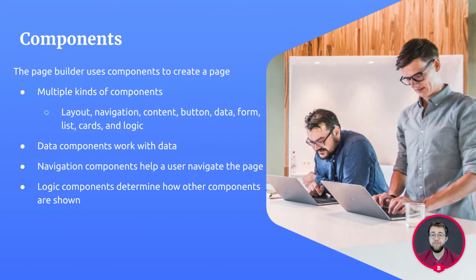Components. To create a page, the Page Builder uses all sorts of components. These components can be separated in the following kinds: layout, navigation, content, button, data, form, list, cards, and logic. The components are pretty self-explanatory. For example, data components are components that we use to show the data from our data model on our web pages. Another example is navigation components. They help our users to navigate through an application.